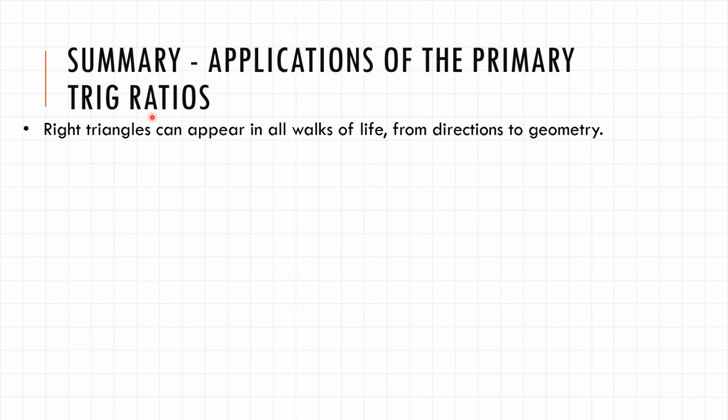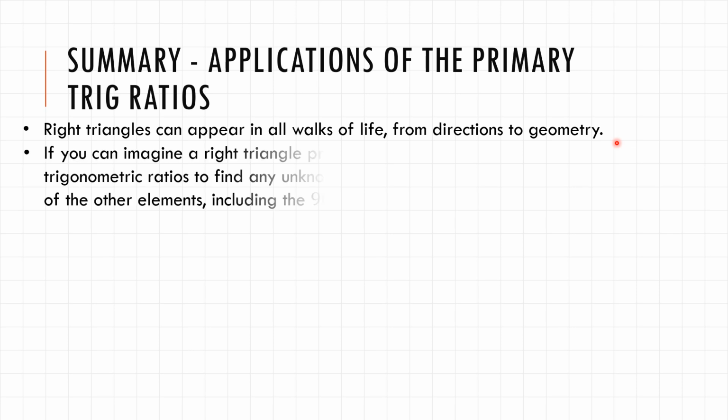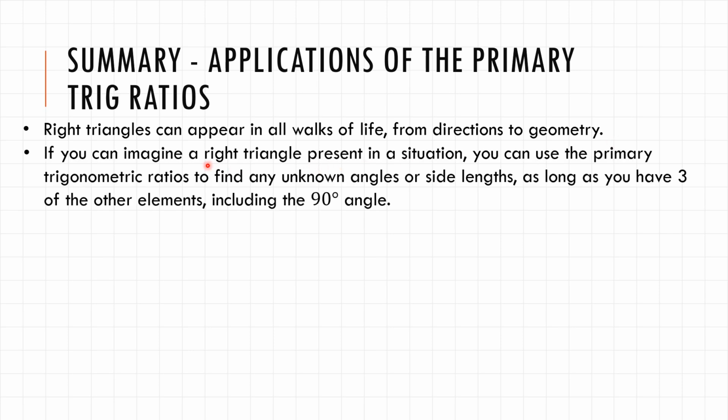After we learned about the trig ratios, we learned about where they show up in real life. They show up in giving people directions, they show up in geometry. Basically, in any situation, if you can imagine a right triangle, you can use the trig ratios to find a side length or an angle measure, as long as you have three other elements, or really two, plus the 90-degree angle that that right triangle has.